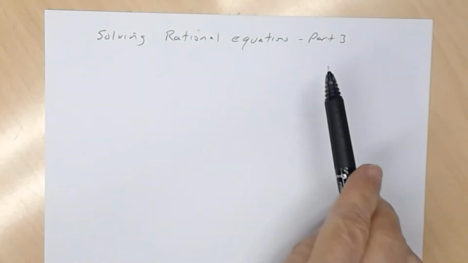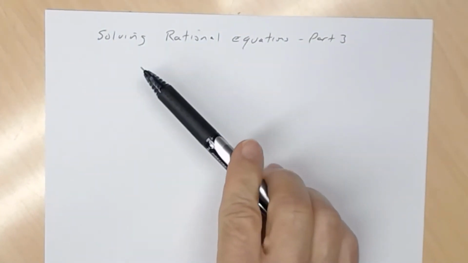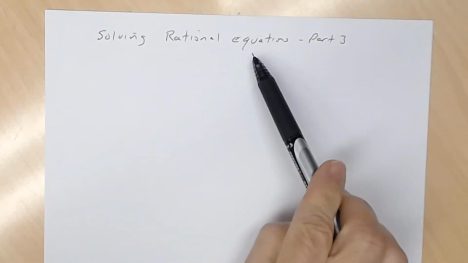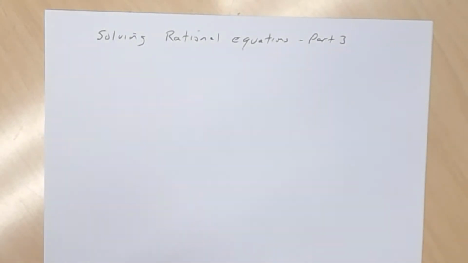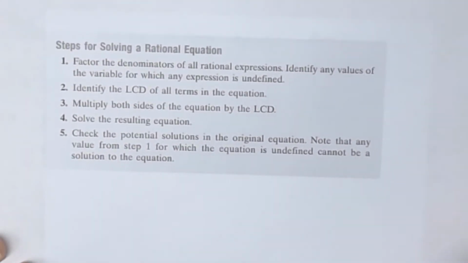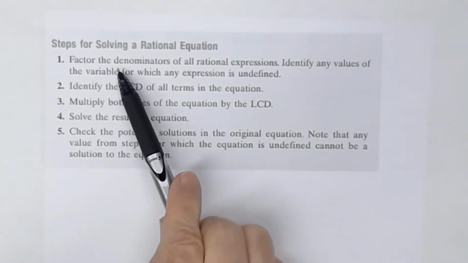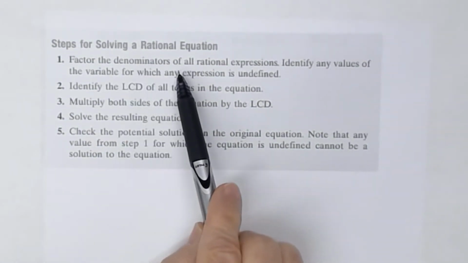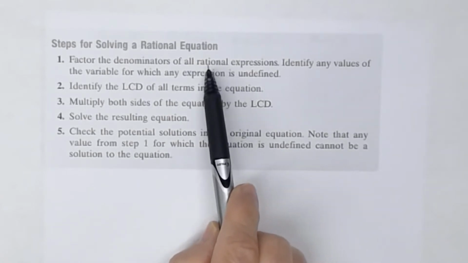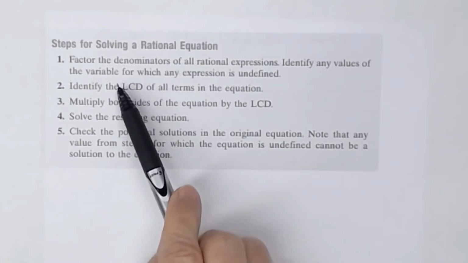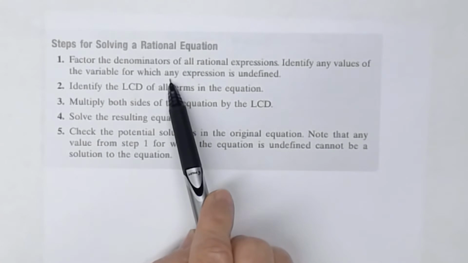This is part 3 of our continuing study of solving rational equations. Now, remember in part 2, we started looking at these steps for solving a rational equation. And we noticed that the first thing you had to do was factor the denominators of all of the rational expressions, and then you would identify any value of the variable for which the expression is undefined.